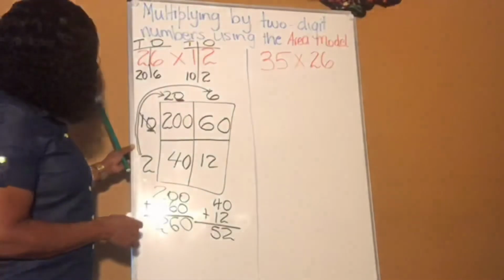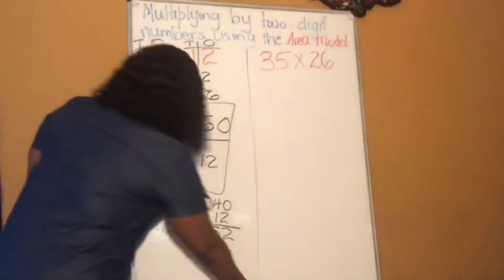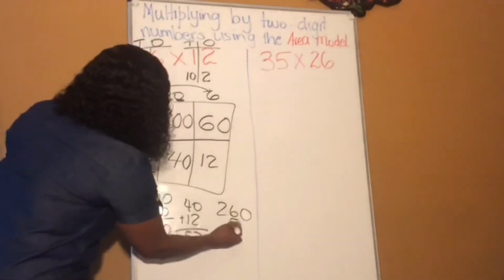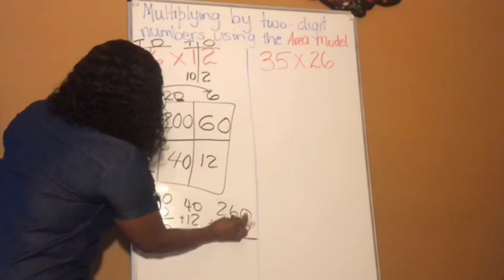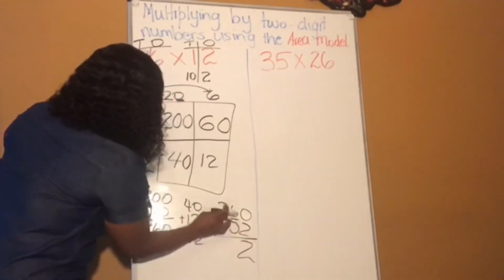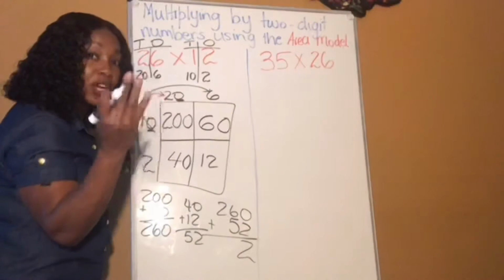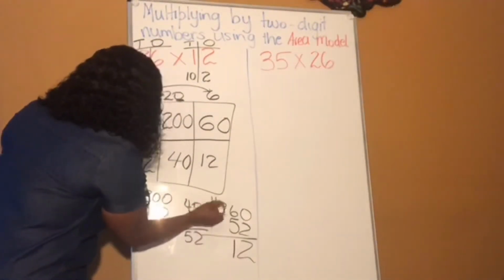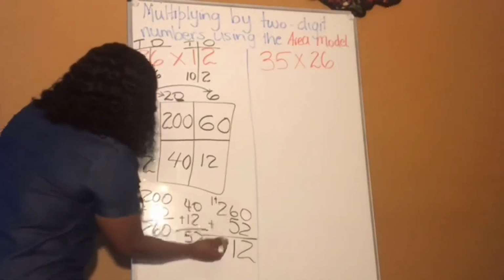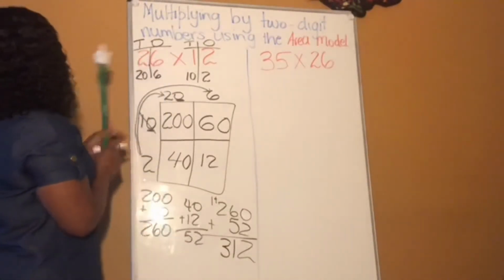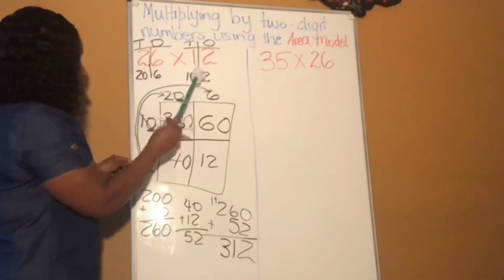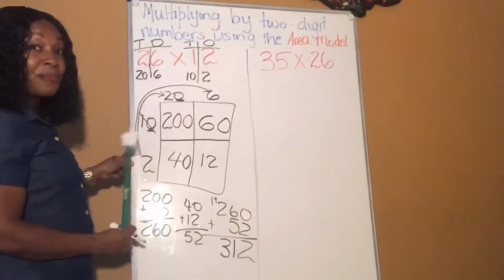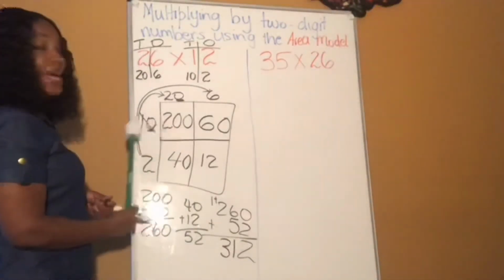Now we have to add them all together. So 260 plus 52. 2 plus 0 is 2. 6 plus 5, if you don't know, you're counting on your fingers. So 6 plus 5 is 11. We write 1 down, then we carry 1. 2 plus 1 is 3. So 26 times 12 is 312. And remember, you can check the other methods to see if you get the same answer.